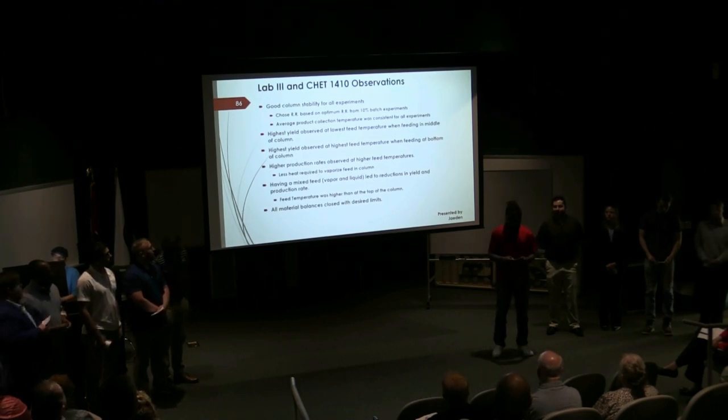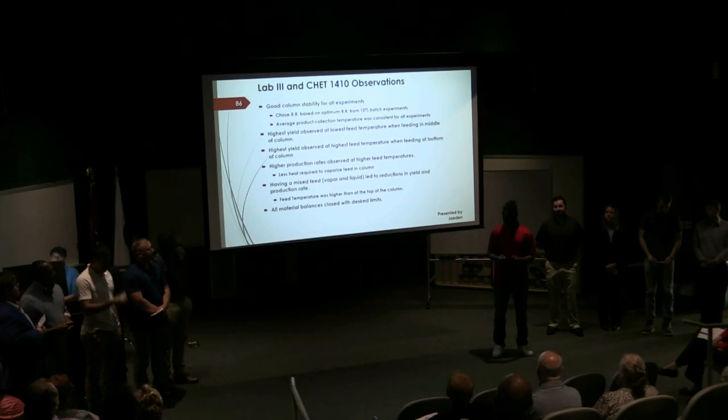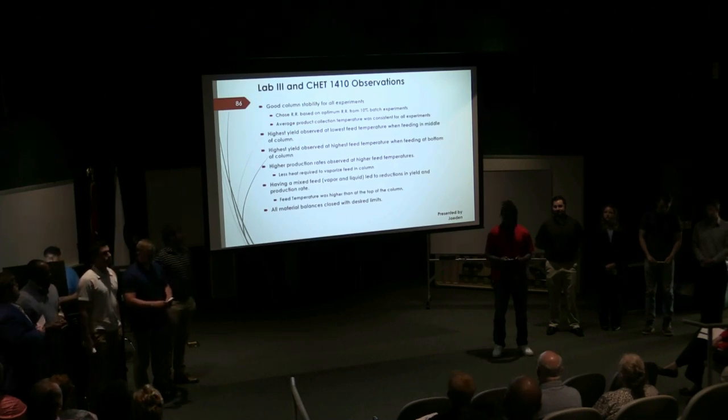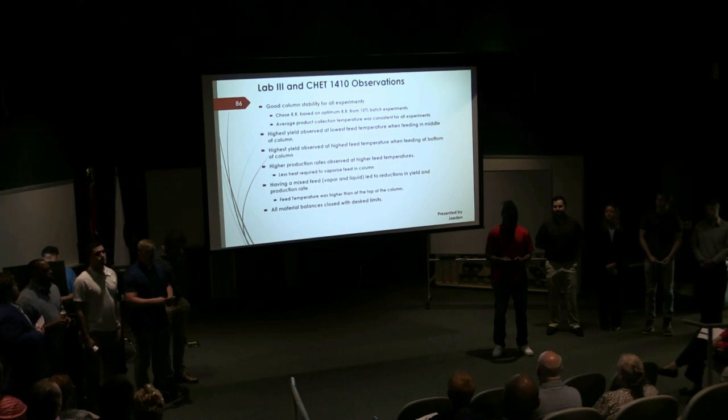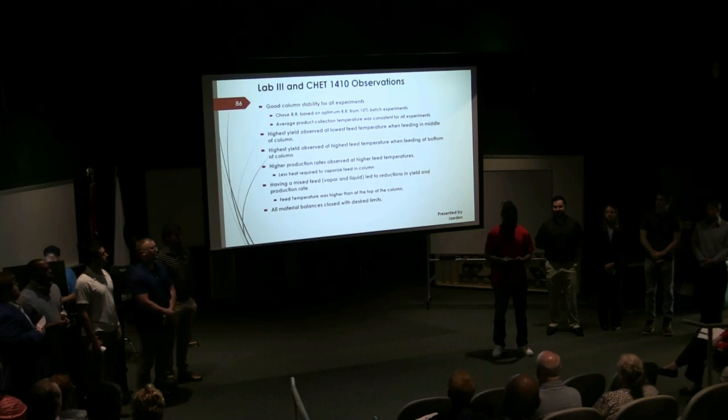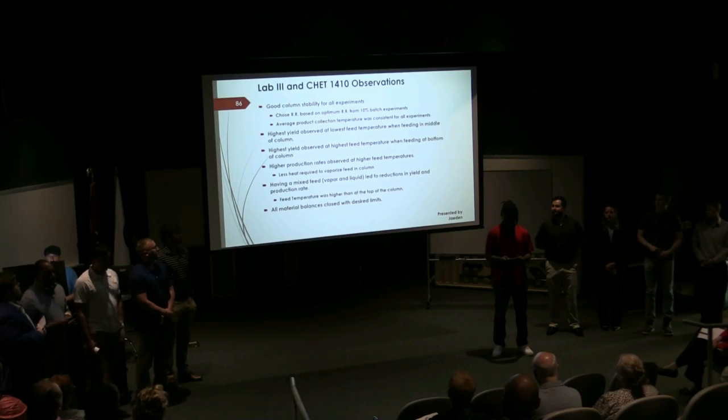Looking at our lab 3 observations, there's good column stability for all experiments. The average product collection was very consistent for all experiments, so was the average product temperature. We observed our highest yield when feeding in the middle at the lowest feed temperature. When we fed at the bottom of the column, we had the highest yield at the highest feed temperature. Having a mixed feed led to a reduction in yield and production rate.